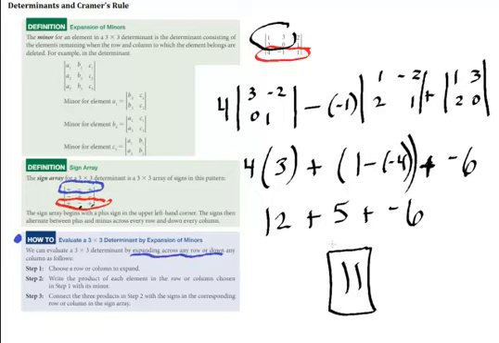Which would be what I would expect since I got 11 the other way, which means it doesn't matter which row or column you expand off of, you're going to get the same answer because the determinant of that matrix is 11, no matter which way you slice it.